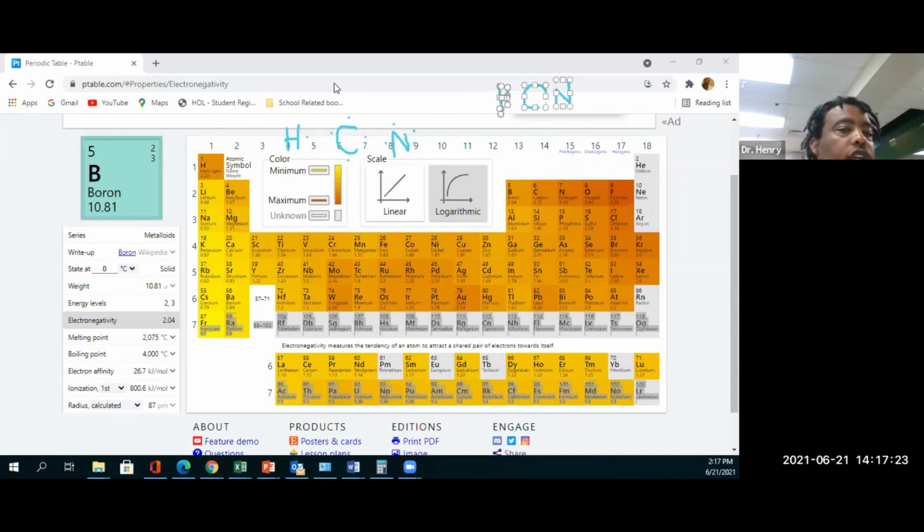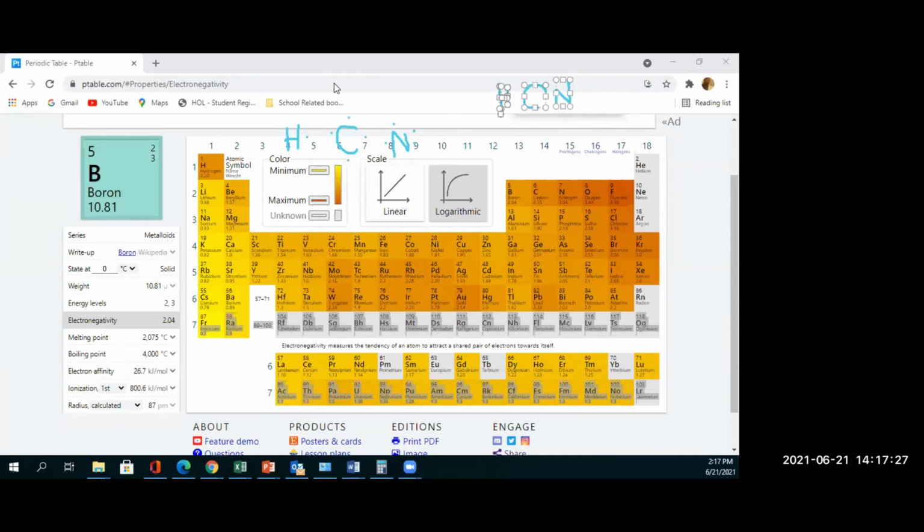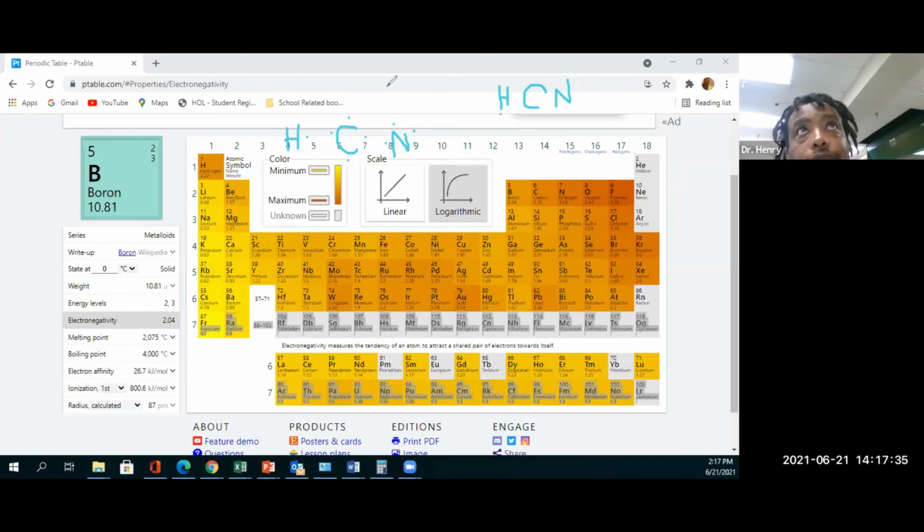Okay, so you guys got it? Yes. Okay, so who's gonna be in the middle? Carbon. So we're gonna put carbon in the middle. Okay, how many bonds between carbon and nitrogen? 3. How many lone pairs on nitrogen?